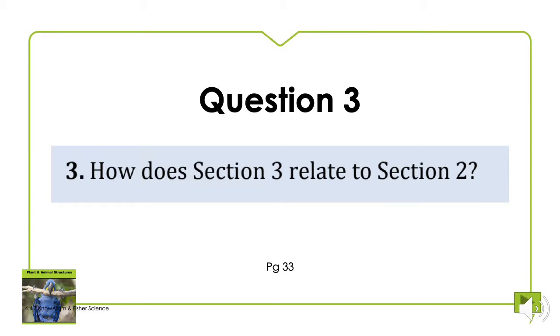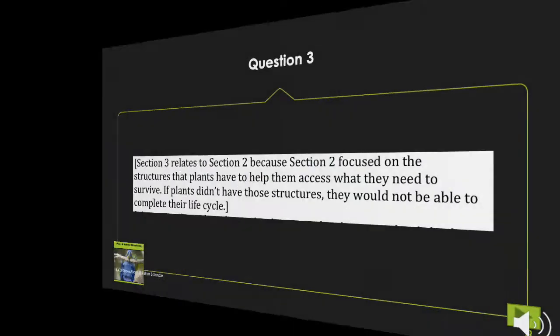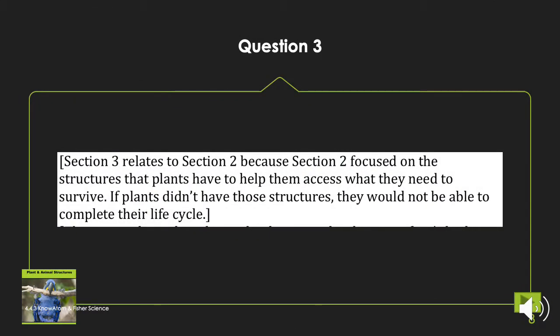Question 3. How does Section 3 relate to Section 2? Section 3 relates to Section 2 because Section 2 focused on the structures that plants have to help them access what they need to survive. If plants didn't have those structures, they would not be able to complete their life cycle.